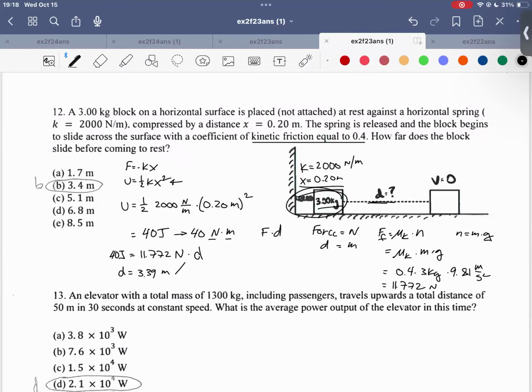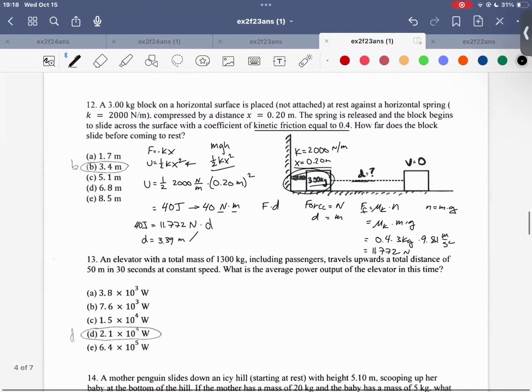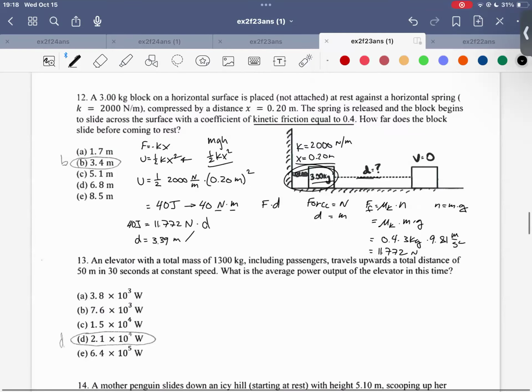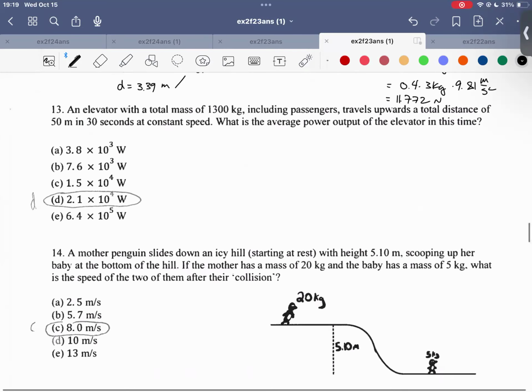So there's not that many spring questions. But I guess just to be prepared, they're pretty similar to the energy questions. In terms of setup, instead of using MGH, you're just using 1/2 kx squared, which is just for the spring. So it's not any different than what you've done, it's just dealing with springs instead. So let's see, 13.